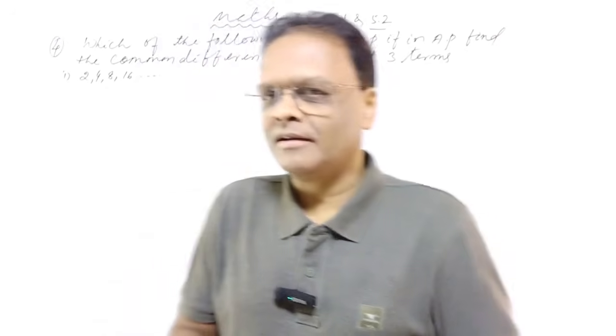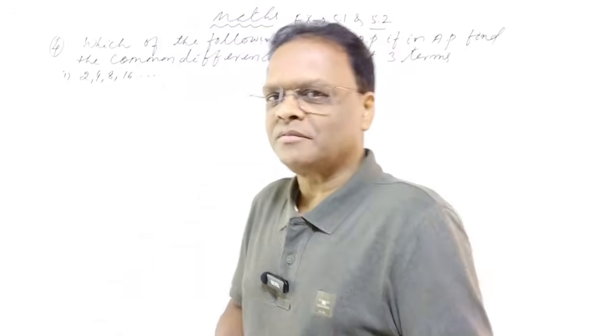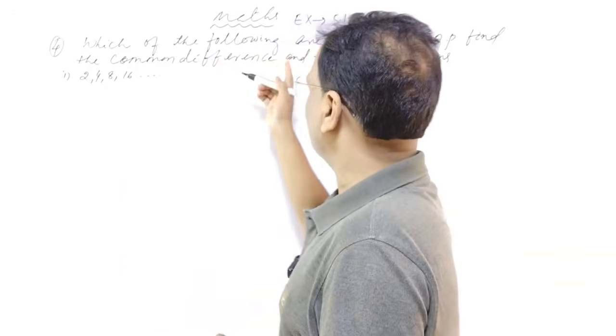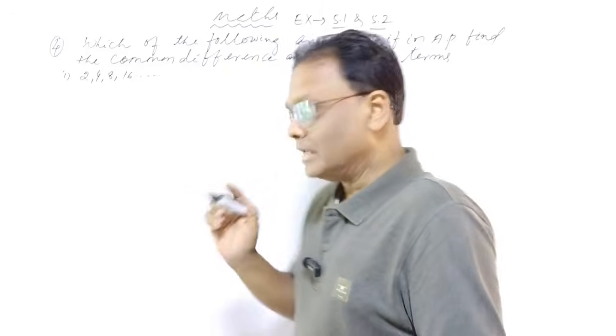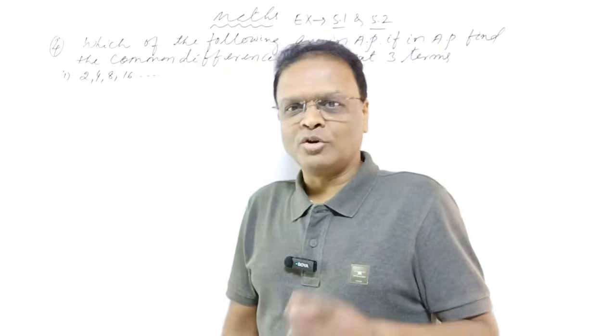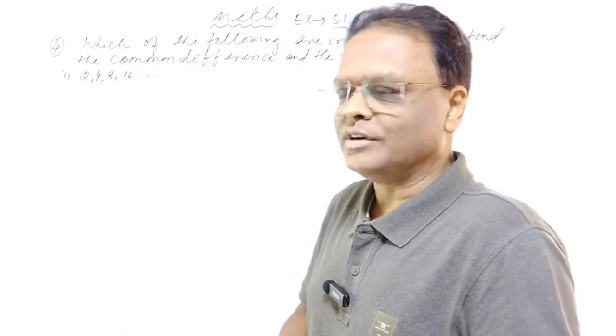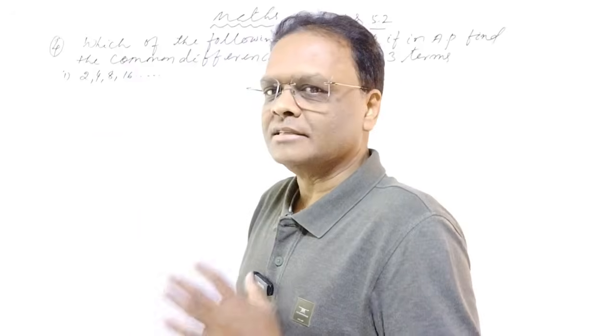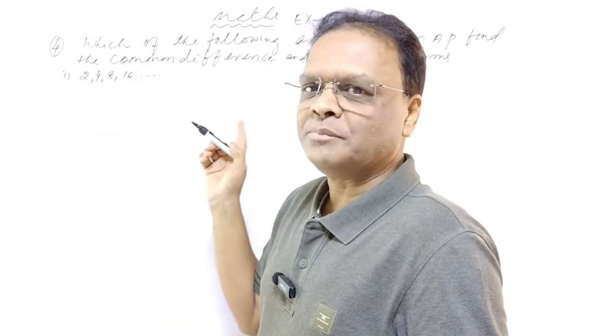Today I'll continue the remaining questions of exercise number 5.1, which is the last question. The last question is: which of the following are in AP? If they are in AP, then you have to find the common difference and the next three terms. So this is the first one: 2, 4, 8 and 16. First of all, we have to check whether this is in AP or not.